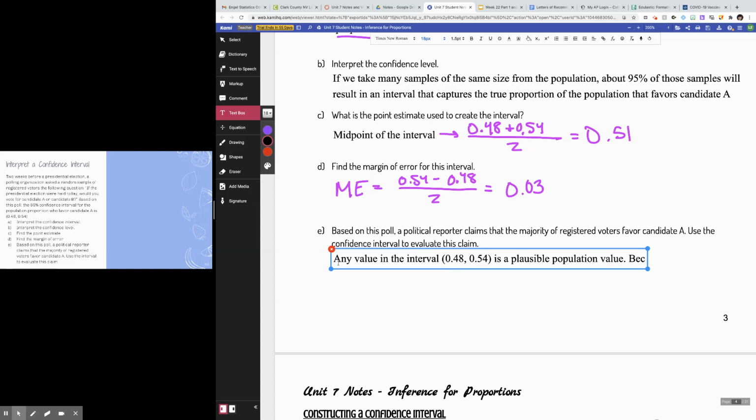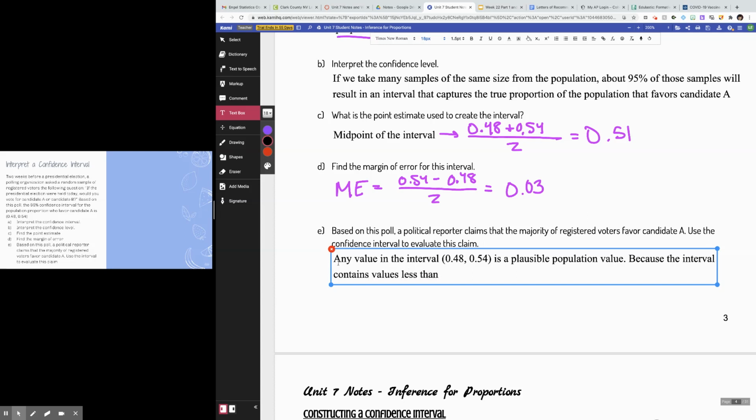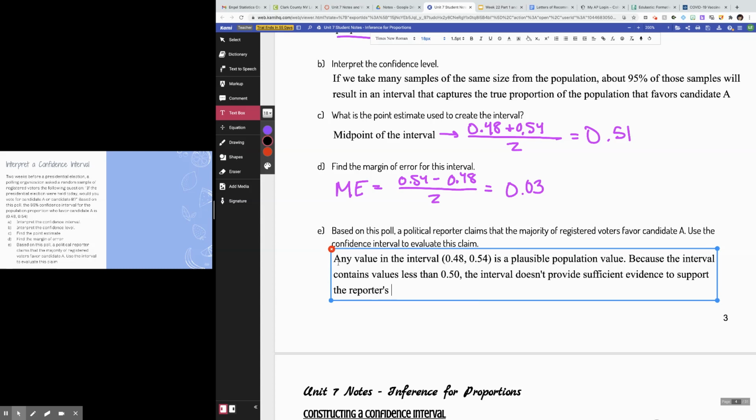So the way that I would phrase this is I would say because the interval contains values less than 50%, so less than 0.5, the interval doesn't provide sufficient evidence to support the reporter's claim. Okay. Now, a note for you here. It doesn't disprove the reporter either.